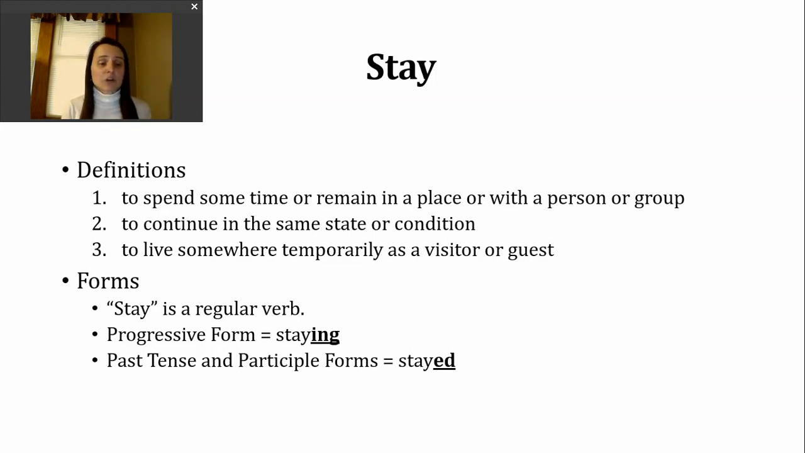Stay is a regular verb. To make it progressive, all we need to do is add -ing. We don't double the y because a and y are making a vowel sound together. And then if we want to make past tense for this verb, all we have to do is add -ed. And since this is a regular verb, the participle form is the same as the past tense: stayed. Makes a nice "duh" sound on the end of it.